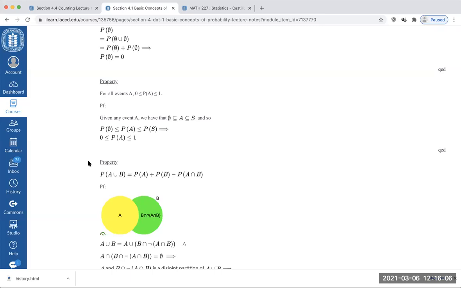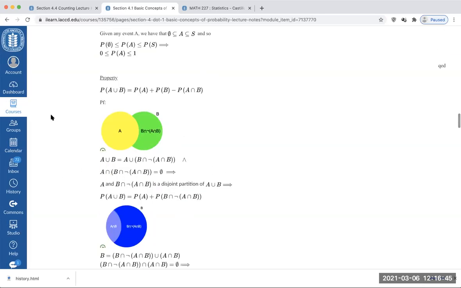Let's show the next property. This is going to be called the addition property for probabilities, so the addition rule. The probability of A union B is the probability of A plus the probability of B minus the probability of A intersect B. I think one of the sections of this chapter will be dealing with just this one property. So let's show this.